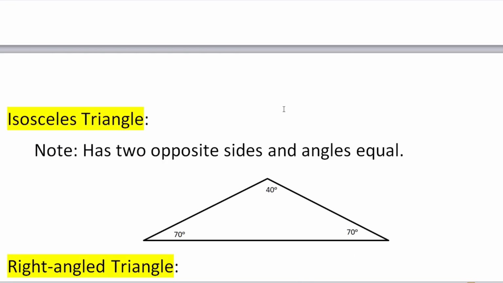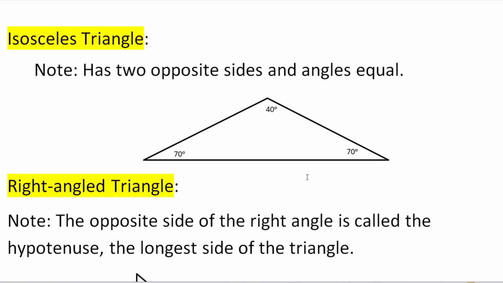An isosceles triangle has two sides of the same size and the two base angles equal. So as you can see from the diagram, the two base angles are 70 degrees each, and the top angle at the apex is 40 degrees. So a total sum of 180 degrees. Each triangle, to note, has a total sum of 180 degrees.